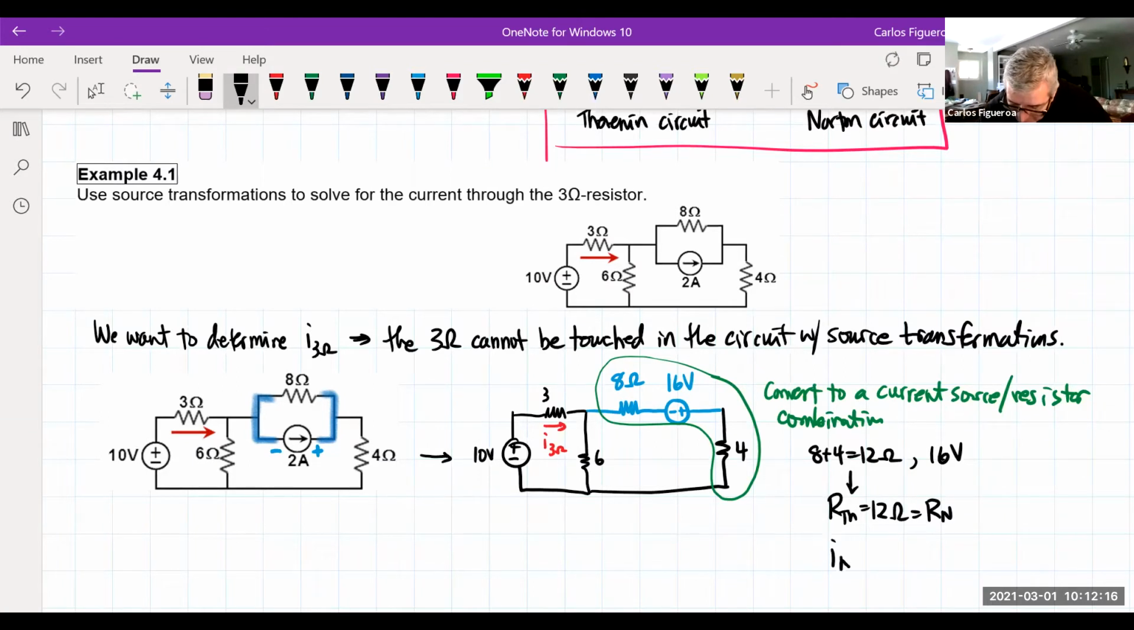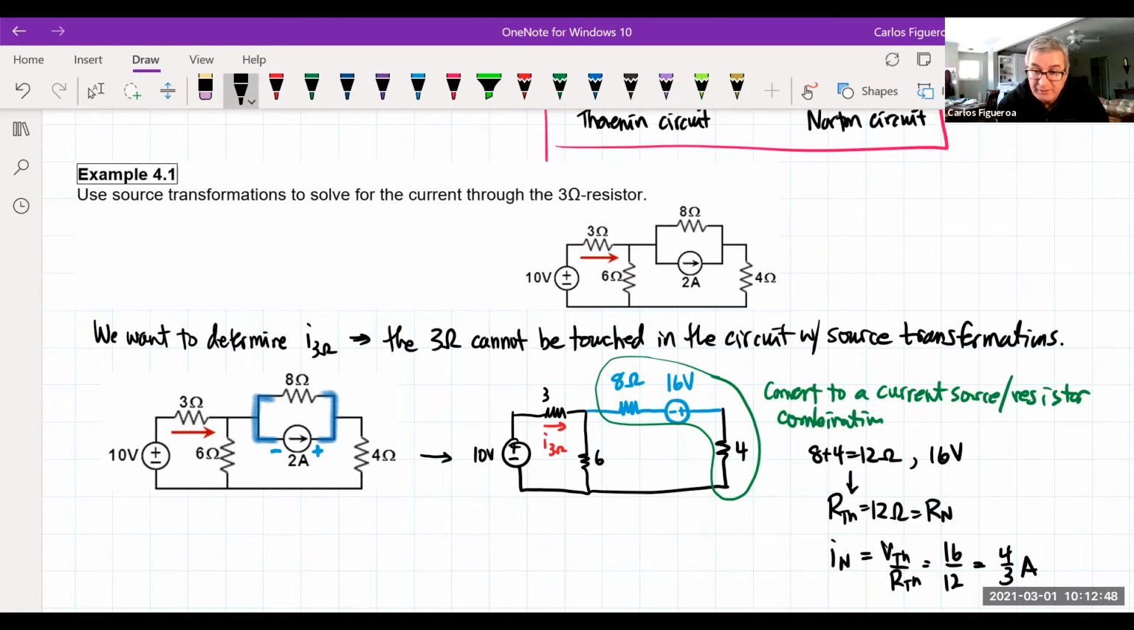But if I want my Norton current source, then it's got to be the Thevenin voltage divided by the Thevenin resistance. So in this case, it's got to be 16 divided by 12, which should give me, let me make sure. That current source should be 4/3. For some reason, I couldn't do the algebra in my head here. So let's go do that.